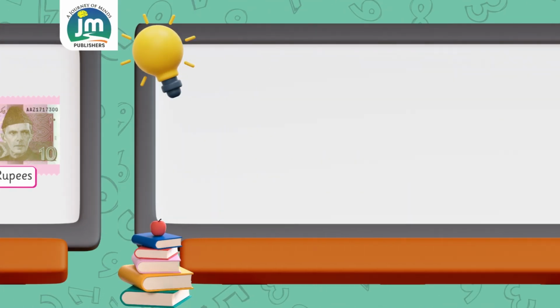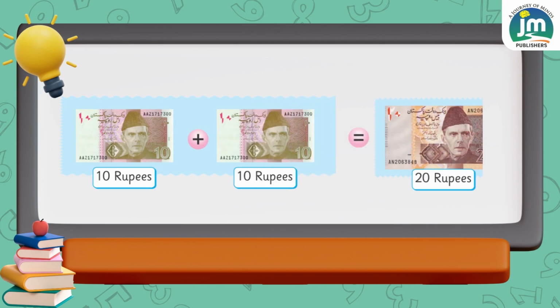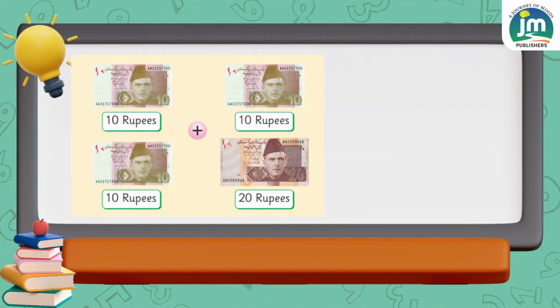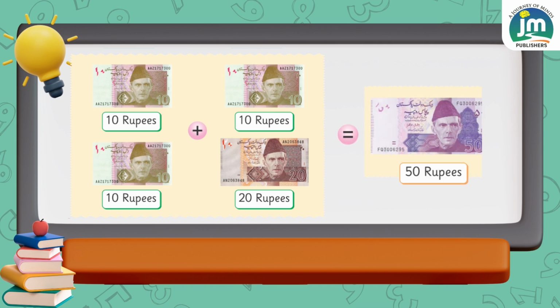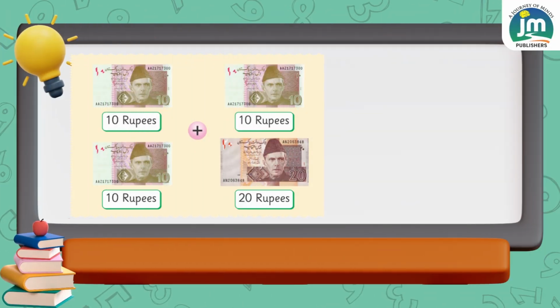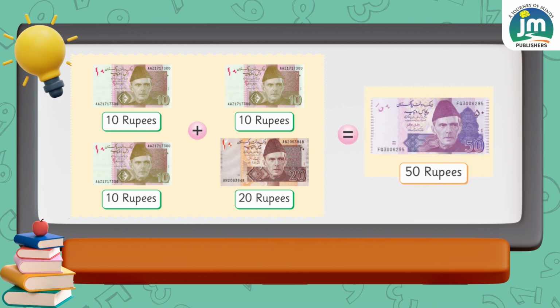Next one is 10 rupees plus 10 rupees is equal 20 rupees. 10 rupees plus 10 rupees plus 10 rupees plus 20 rupees equals 50 rupees. Say it with me. 10 plus 10 plus 10 plus 20 is equal 50.